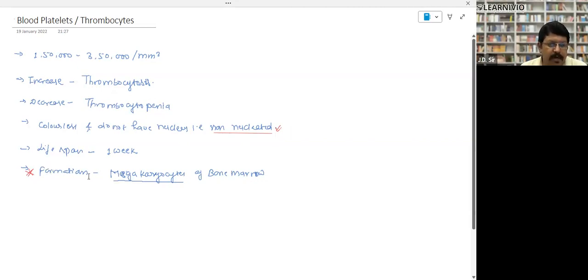Formation of platelet takes place in megakaryocytes of bone marrow. That question happened. There are particular cells whose name is megakaryocytes. Mega means larger, karyo means nucleus. The cells which have a larger nucleus are called megakaryocytes. So their formation takes place there. Clear? Yes, sir.